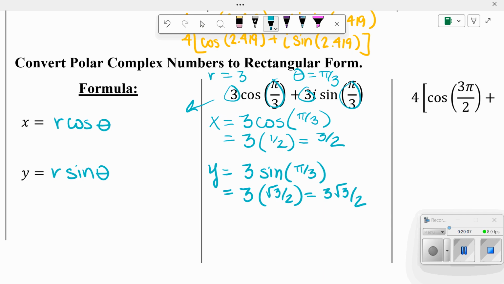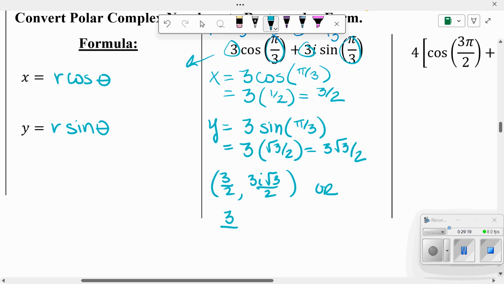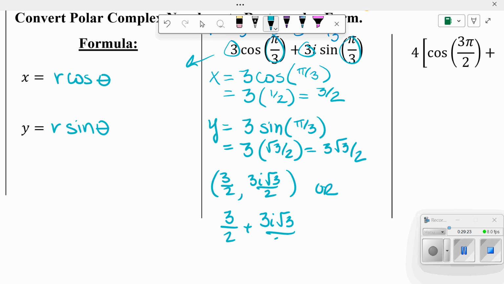Now, there are a couple different ways that you might see this one written. You could see it written just like a plain old ordered pair. Don't forget to put the i in it, though. Or you might see it written this way, which is a common way that you would see it written, too. So either one of those is acceptable.